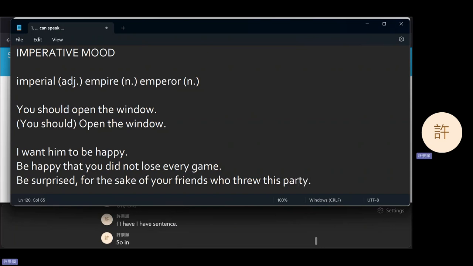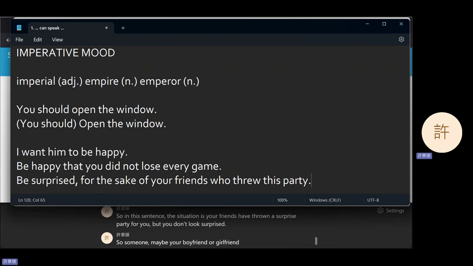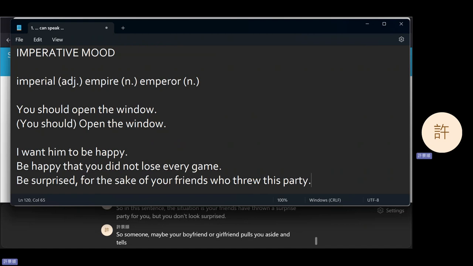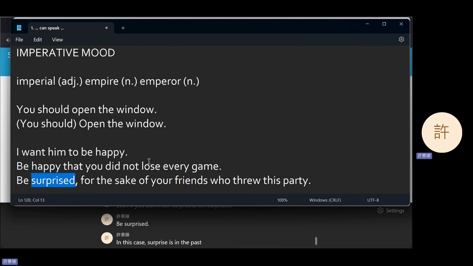So in this sentence, the situation is your friends have thrown a surprise party for you, but you don't look surprised. So someone, maybe your boyfriend or girlfriend, pulls you aside and tells you, be surprised for your friends who threw this party. Even if you don't feel surprised, act surprised, be surprised. In this case, surprised is in the past participle. It is passive. You must look like you have been surprised. Okay, so that's the imperative mood. Do you have questions?